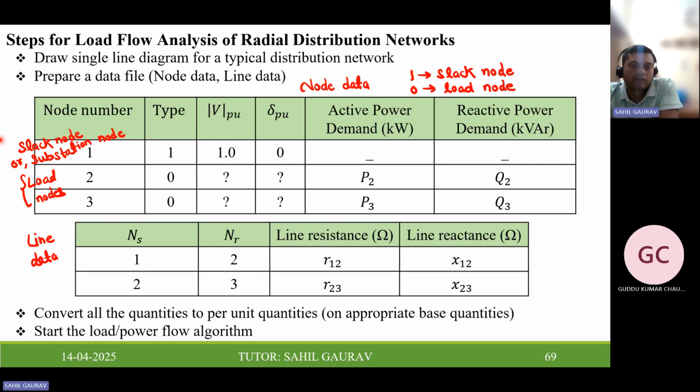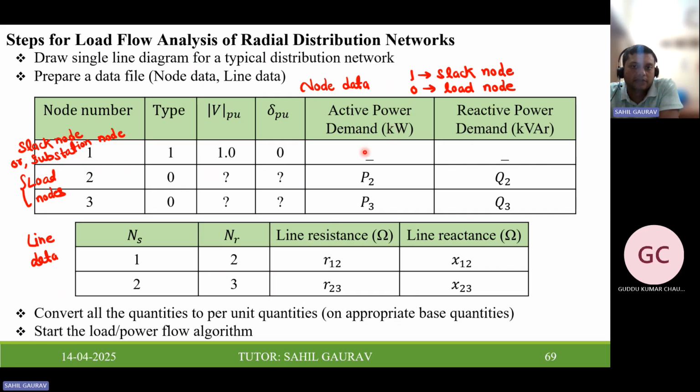Now, what are the steps for load flow analysis of radial distribution networks? The steps are: first, draw the single line diagram for a typical distribution network, and then prepare the data file where we have node data and line data. We generally take the slack node as node type 1, while load nodes are represented by 0. So the slack or substation node is represented by type 1, while load nodes are represented by 0. In the slack node, voltage and angle are defined, so 1 per unit at an angle of 0 degrees.